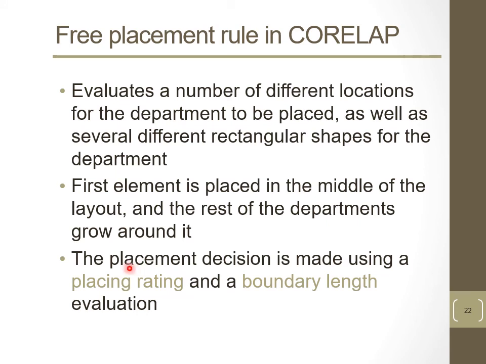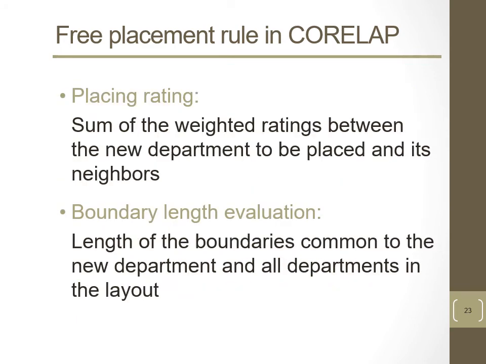While selecting the most suitable place for a department, CORELAP uses two criteria. One is the placing rating and the other one is the boundary length. So let's see some examples. What is placing rating? Placing rating is the sum of the weighted ratings between the new department to be placed and its neighbors. We will make examples, but let me show you. Let's assume that you initially placed this first department. Let's say it's department A.